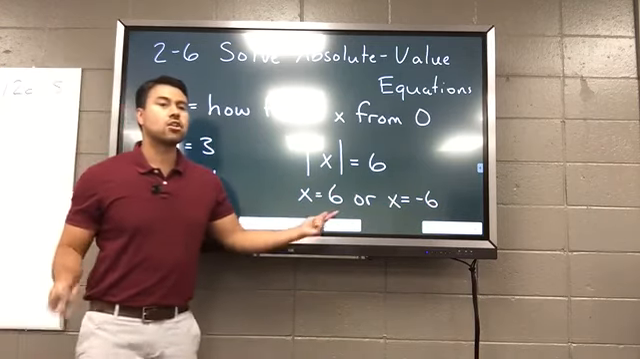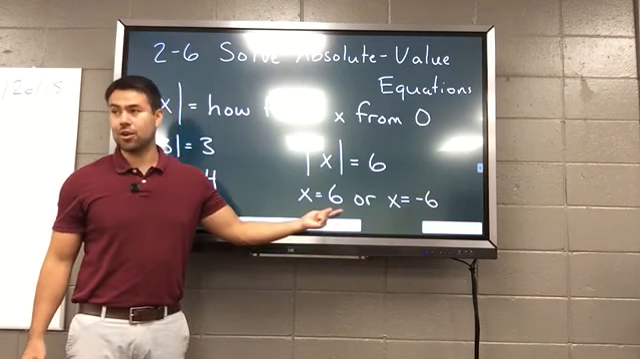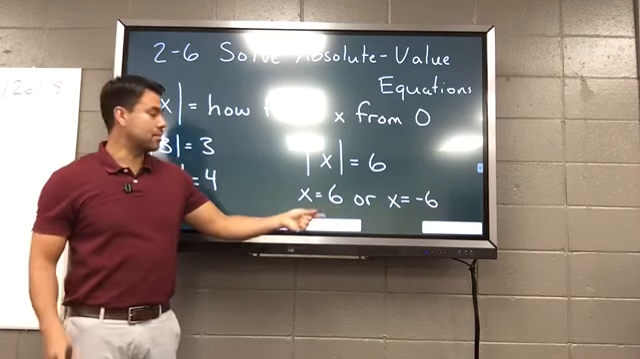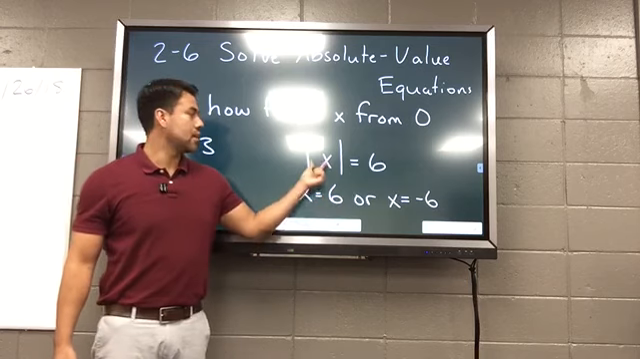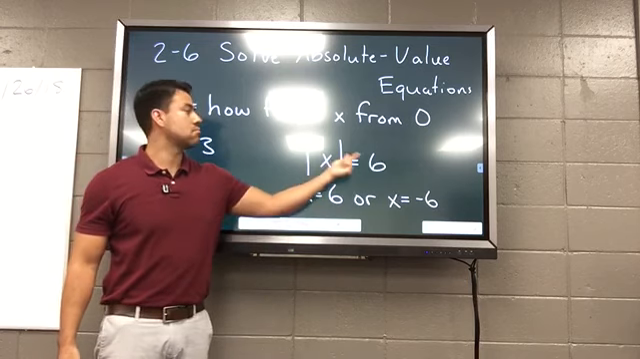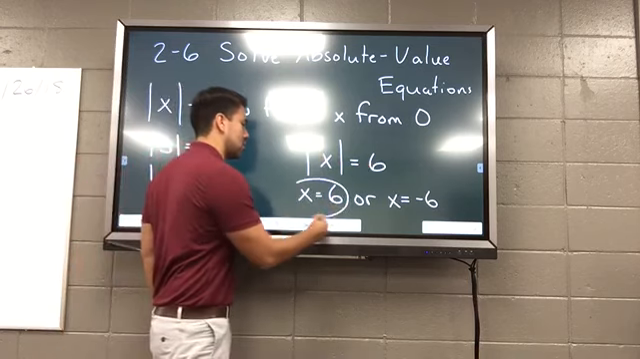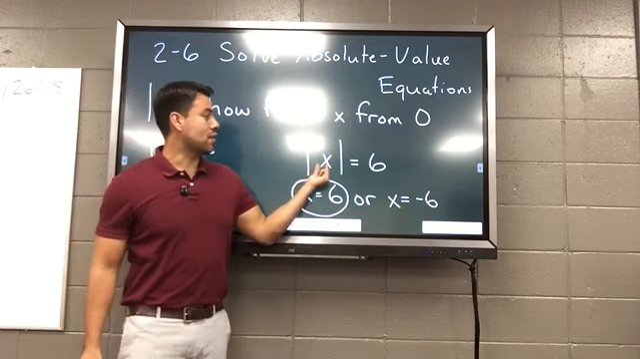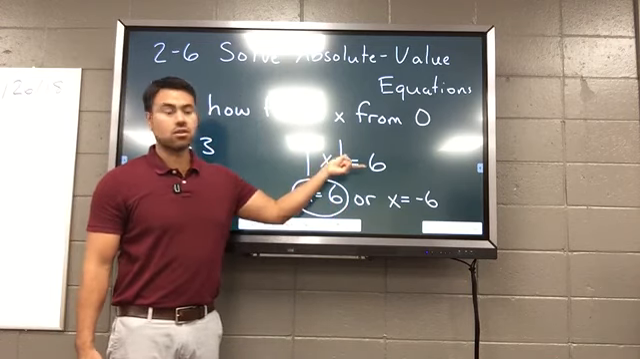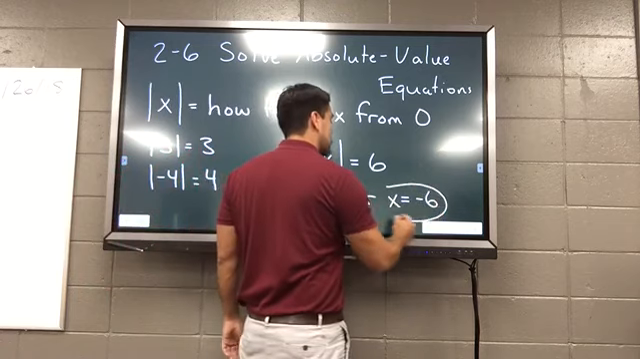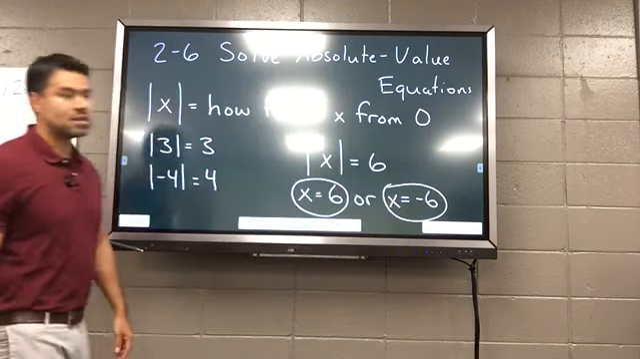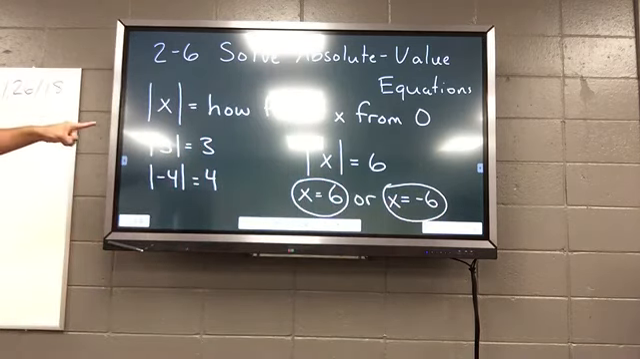Wait. How do you know if your solutions are true in any equation? Plug them in. So let's check 6. What's the absolute value of 6? Check. That works. This is an answer. What's the absolute value of negative 6? Also 6. So yes, this does work. So how many solutions are there to that one equation?